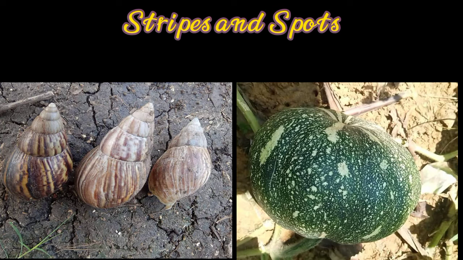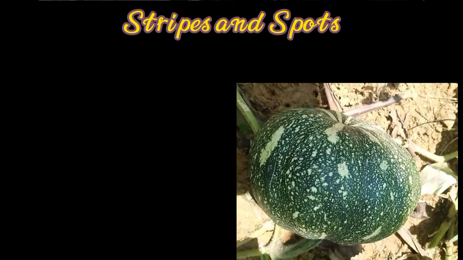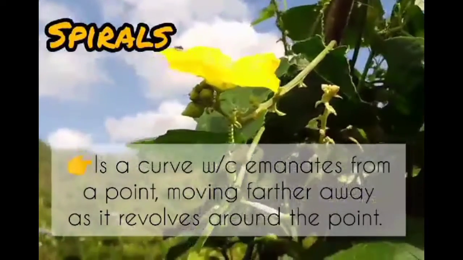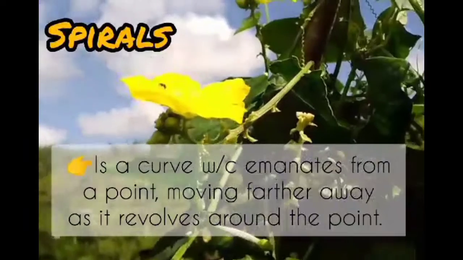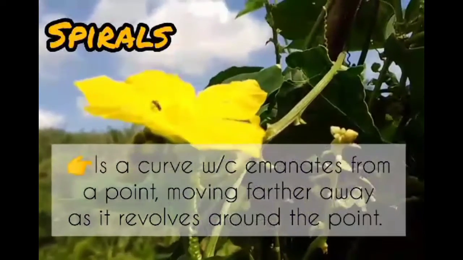Stripes and spots. Stripes are made by a series of bands or strips, often of the same width and color along the length. A spot is a small mark on a surface, such as a circular patch or stain, differing in color or texture from its surroundings. Spirals. A spiral is a curve which emanates from a point, moving farther away as it revolves around the point.